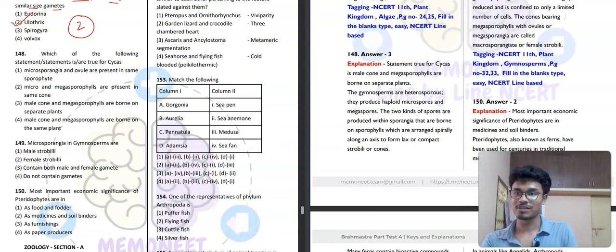Which of the following statements is true for Cycas? Okay, microsporangia and ovules present on the same sporophyte? No, Cycas is dioecious. Micro and megasporophylls present in the same cone? No. Male cone and megasporophylls borne on separate plants? Absolutely correct. Male cone and megasporophylls borne on the same plant? No. So the third option will be our correct answer for this question. Now question number 149.